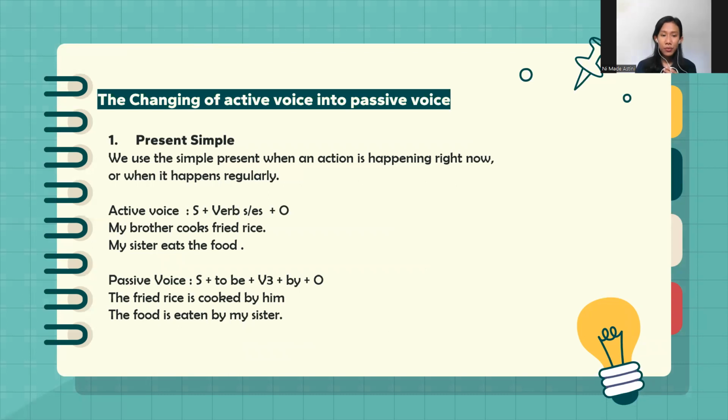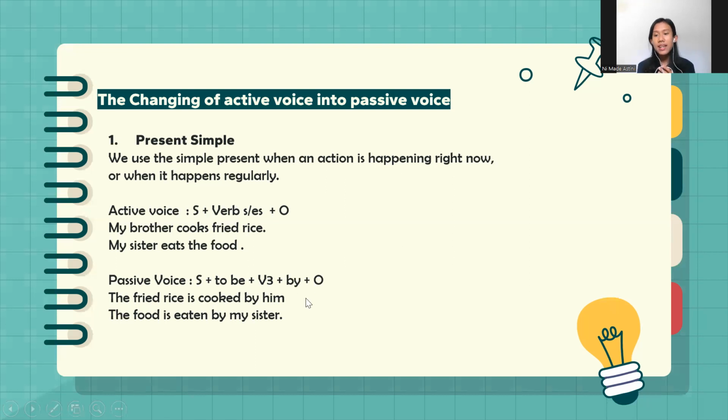When it becomes active voice, the pattern is subject plus verb with s or es plus object. Have a look at the example here. "My brother cooks fried rice, and my sister eats the food." Both of them consist of verb 1 with s, because the subject is singular.